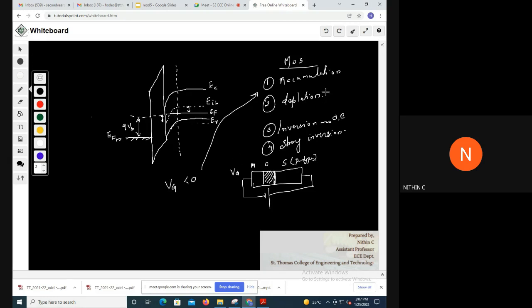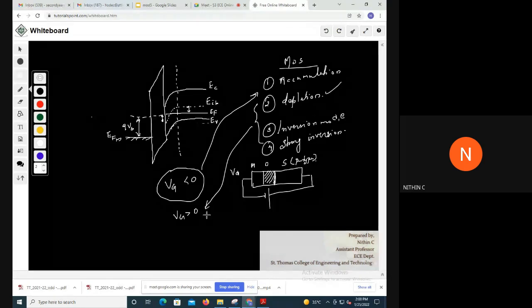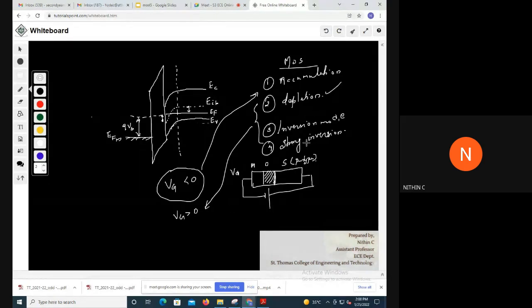And the second was depletion layer, right? Only in the first case we are having this condition. In all other cases we are having VG value greater than 0. In these three different cases we are having VG value greater than 0, and depending upon the value of VG, these three modes can happen. If the value of VG is very less positive, then it is depletion. If you are increasing further, you will get inversion mode. And if you are further increasing, you will get the strong inversion mode. So the mode of operation depends upon the value of VG.